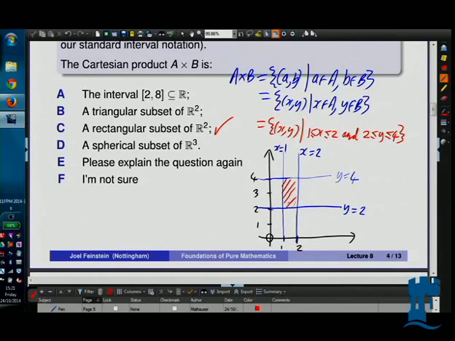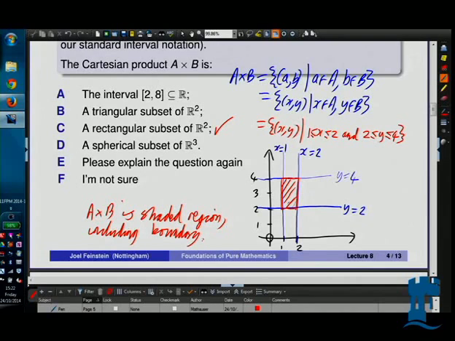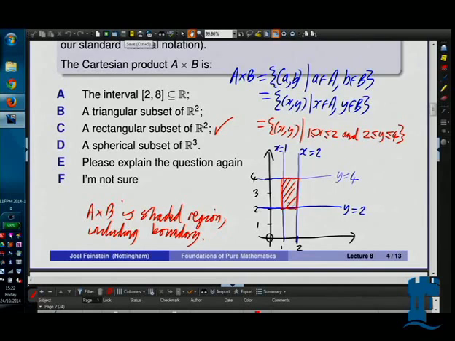So A cross B is a shaded region including the boundary, so I'll put that in as well. A cross B is a shaded region including the boundary. Okay, well, any questions about that example?